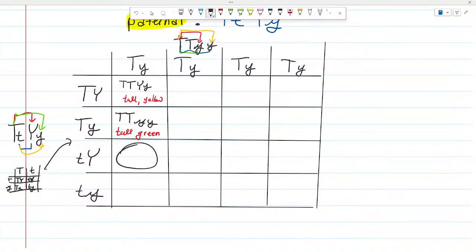Okay. What about this one here? Big T, small t, big Y, small y. Great. And what will that look like? Tall and yellow. Good. And here? This one here? Big T, little t, little y, little y. And what will this be? Tall and green.